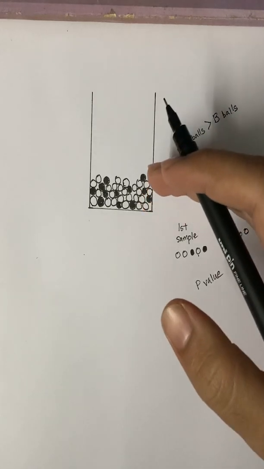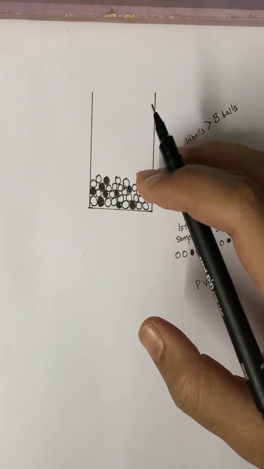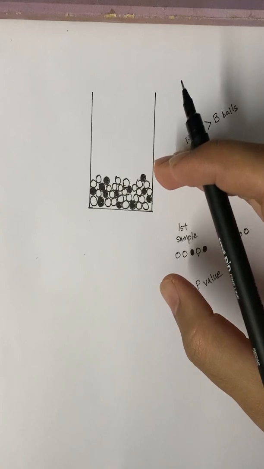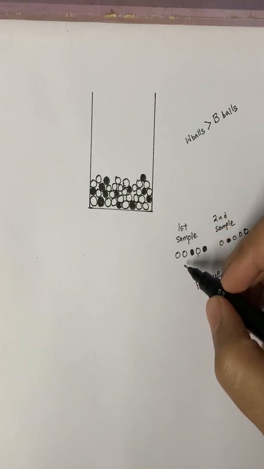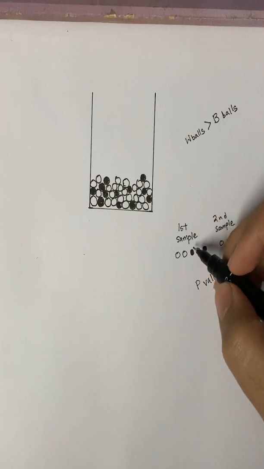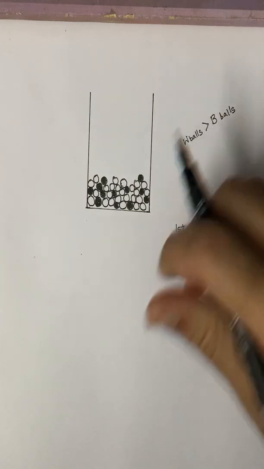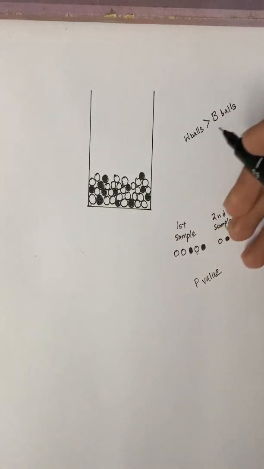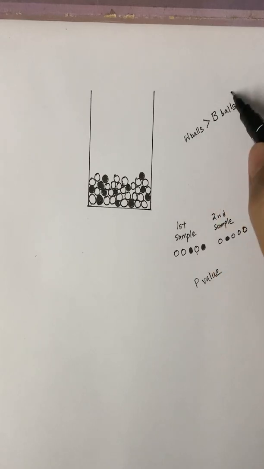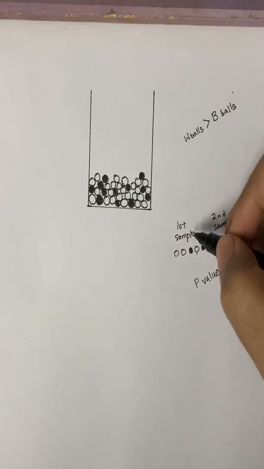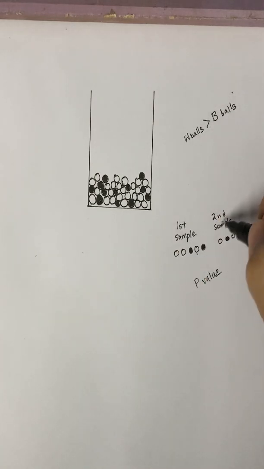So in that case, instead of counting all the balls, we need to take samples from it. Let's take the first sample. Maybe in the first sample we have 3 white balls and 2 black balls, and in the second sample we have 4 white balls and 1 black ball. In the actual case, which is not known to me, let's assume that the number of white balls is greater than the black balls. But I don't know this result when I'm doing the sampling.